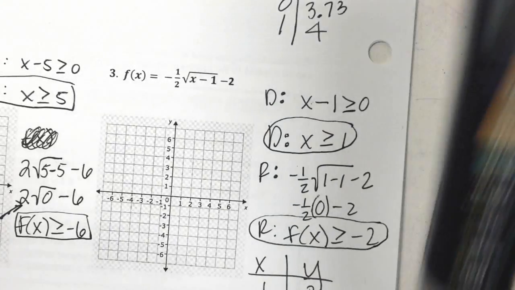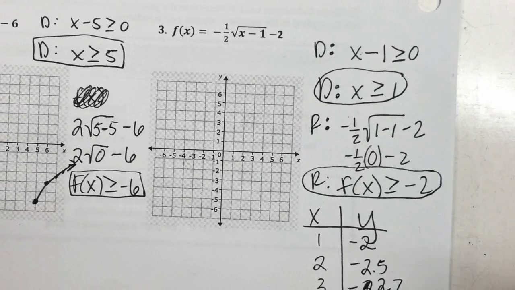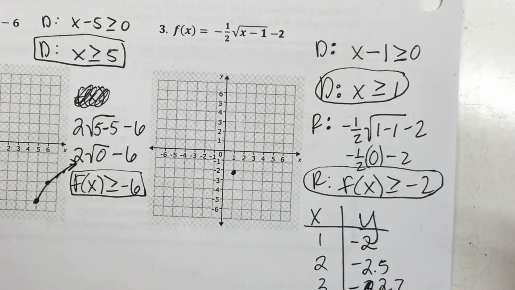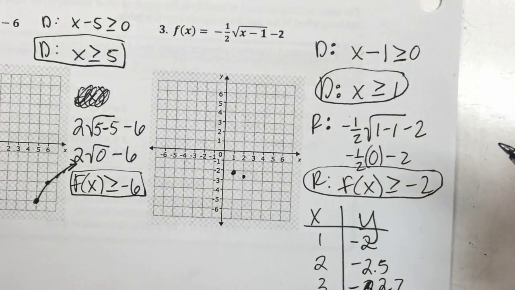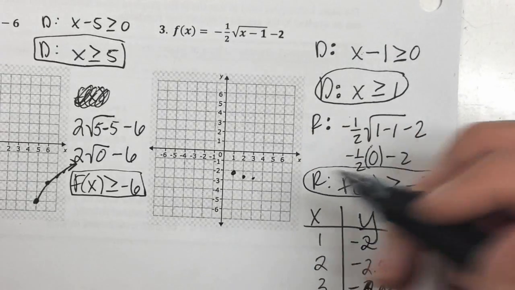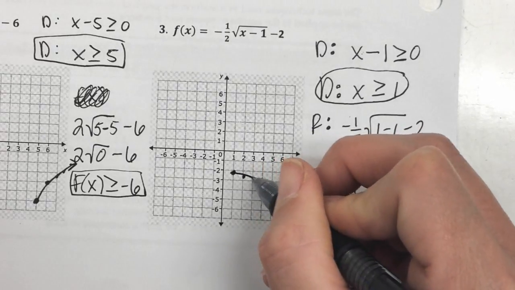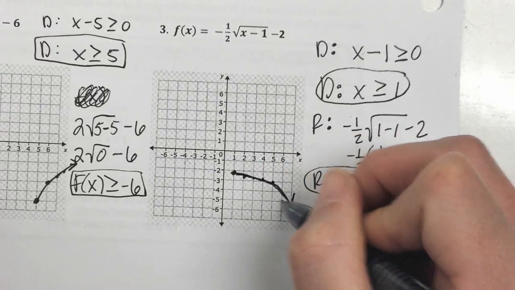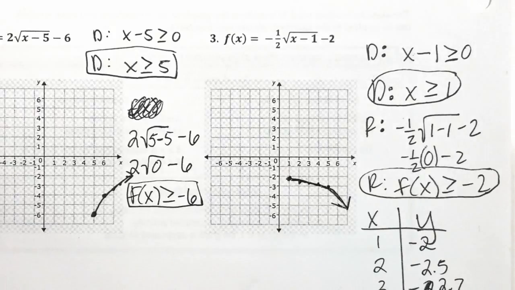Okay. There you go. Alright, so let's go ahead and graph it. So this is what the graph should look like. 1, negative 2, 2, negative 2.5, so in the middle. 3, negative 2.7. 4, negative 2.9. Getting really close. There we go. Why do you think this one's kind of backwards than the other ones? Because it has a negative. Good, because of the negative out front. It's going to flip it.